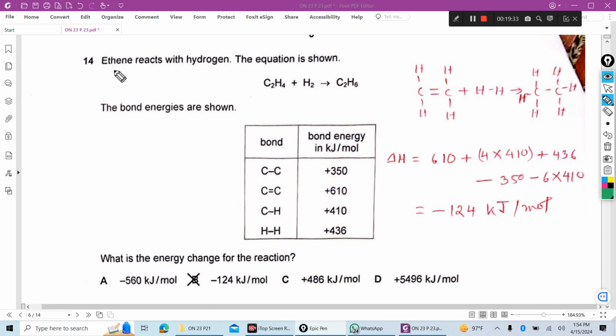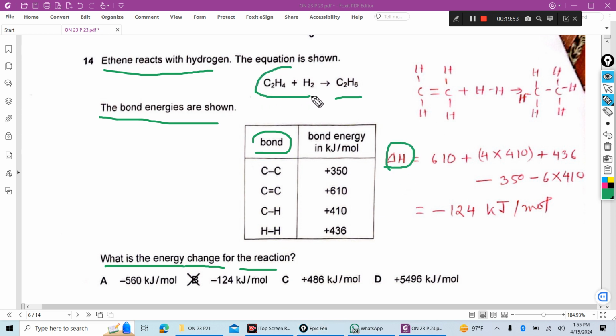You see, ethene reacts with hydrogen to produce ethane. The bond enthalpy values are given. What is the energy change for this reaction? You know, delta H equals bond broken energy minus bond formed energy. If you calculate, you will get negative 124 kilojoule per mole. So B is the right answer.